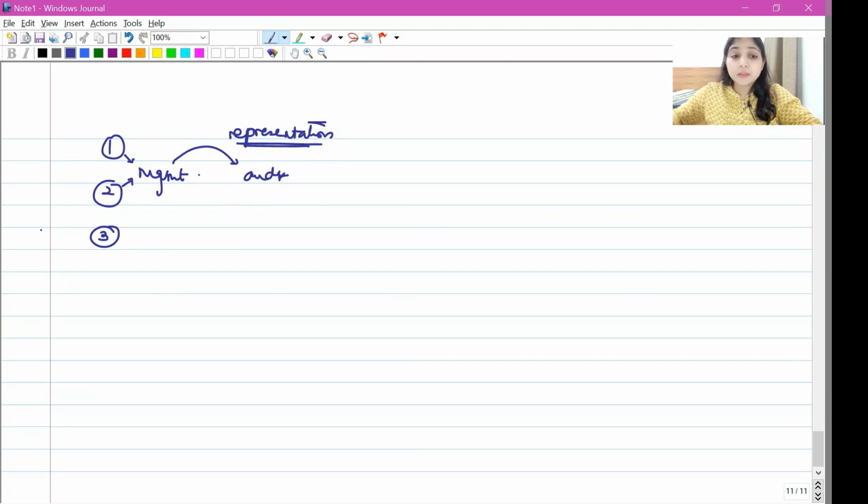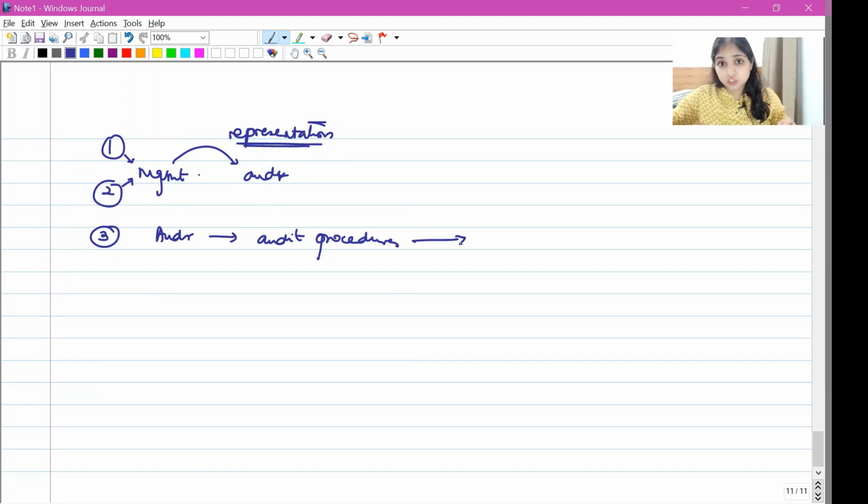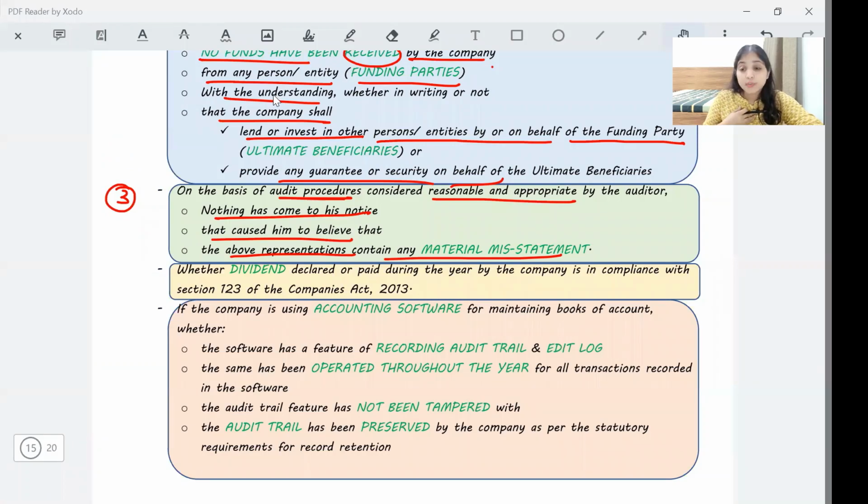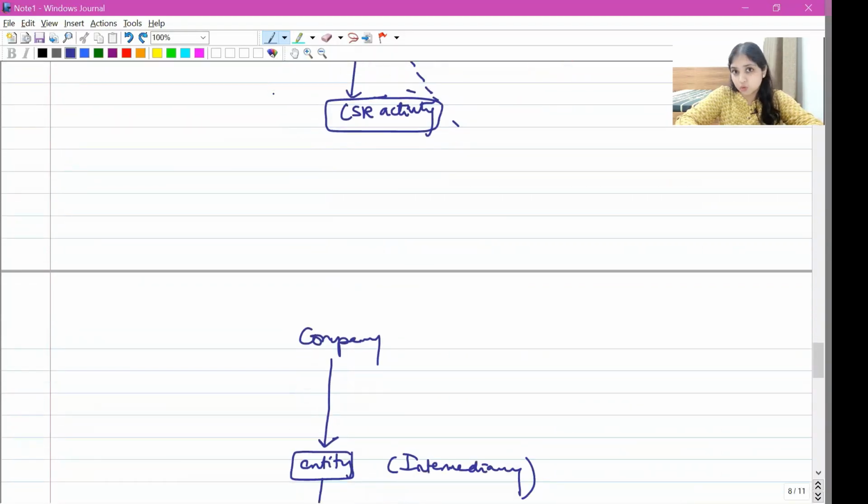In the third point, we are asking the auditor, you do your audit procedures. You do the usual audit procedures as per standards of auditing. On the basis of audit procedures, what do you think? Has the management given a correct representation, or does the managerial representation contain a misstatement? Misstatement means what? Basically, we are asking the auditor to check whether this representation is correct or not. We are asking the auditor to check, according to him, whether all these are properly disclosed or not.